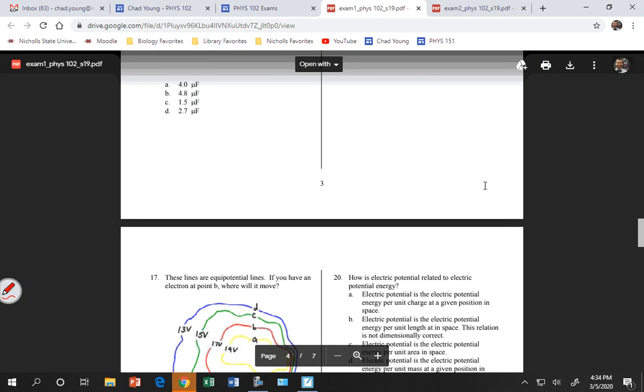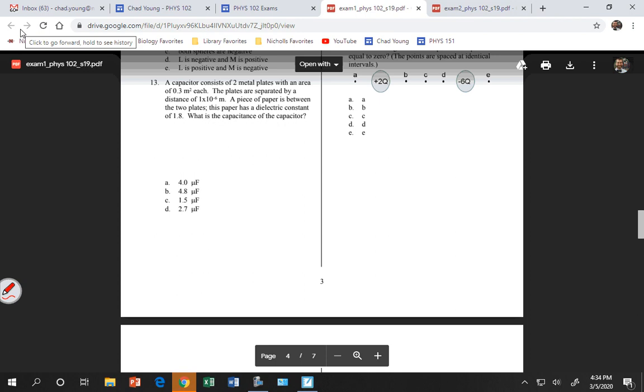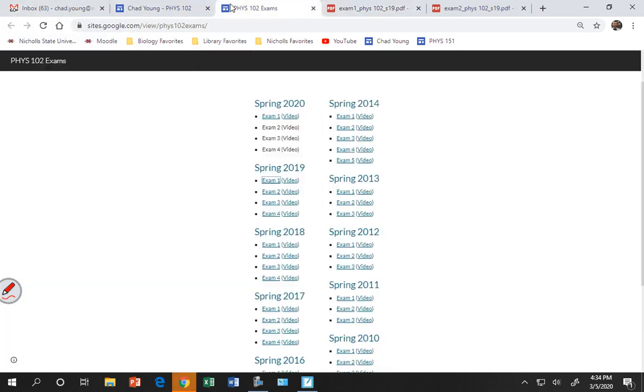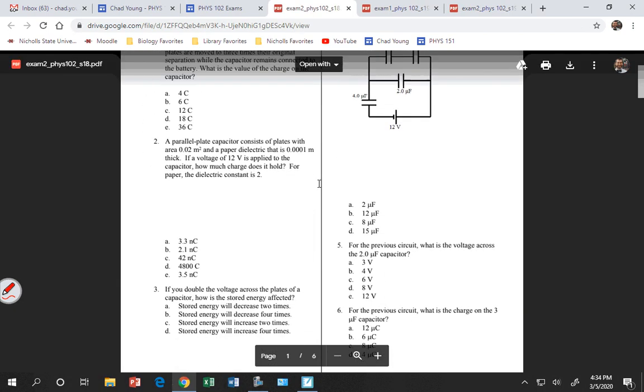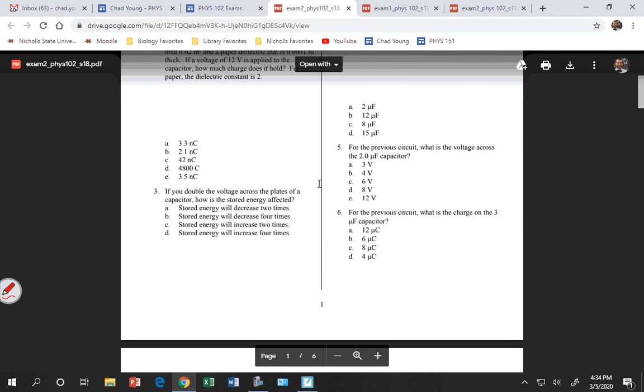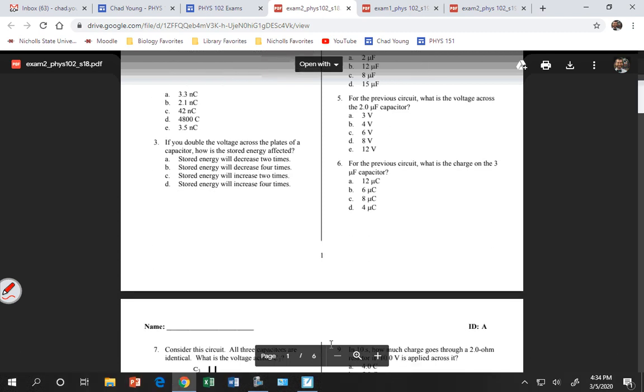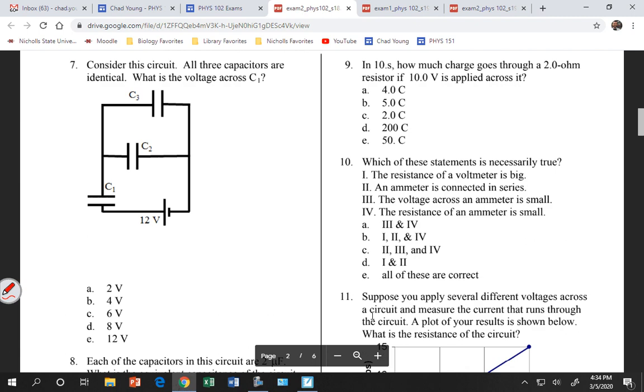All right, what else y'all want to look at? You want to look at some other exams? Okay. Look at exam 2, spring 18. I'll sort of scroll through here. Let me know if there's something you want to work through. Number 15.